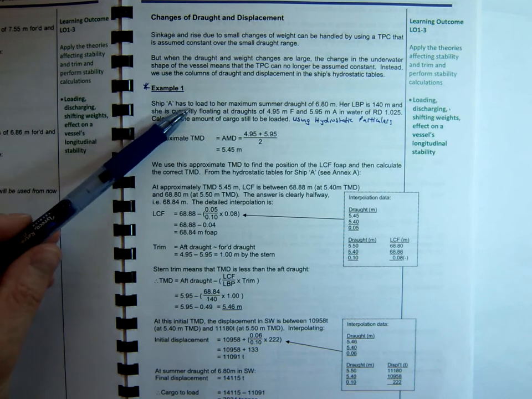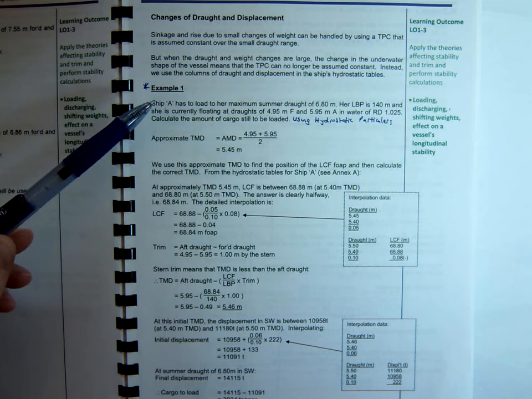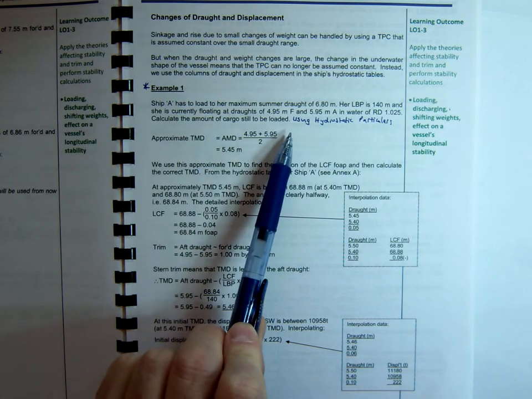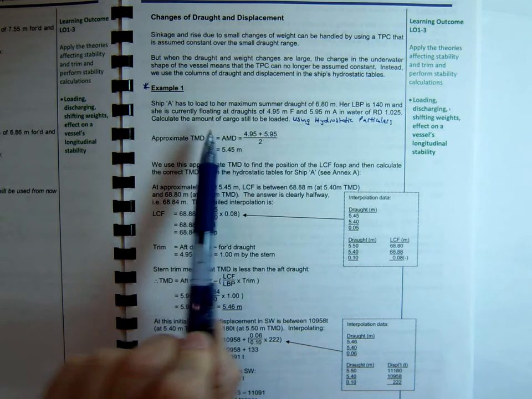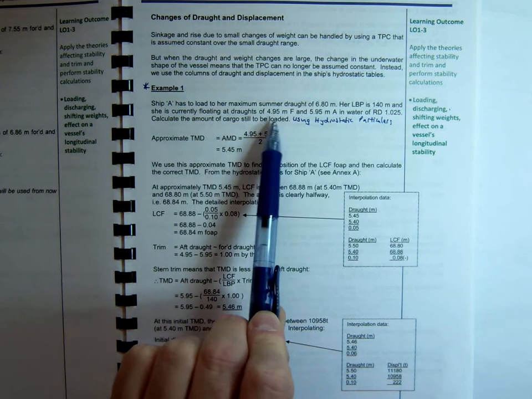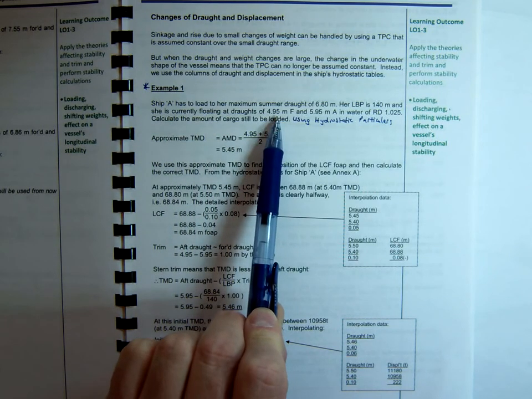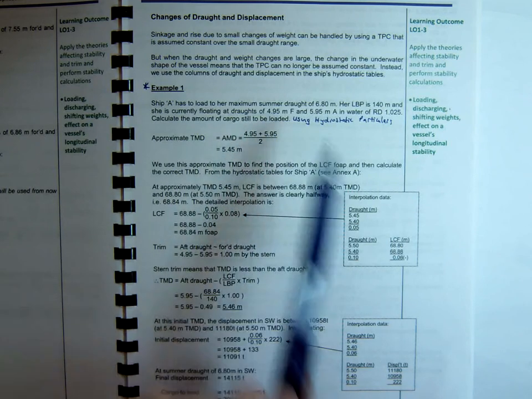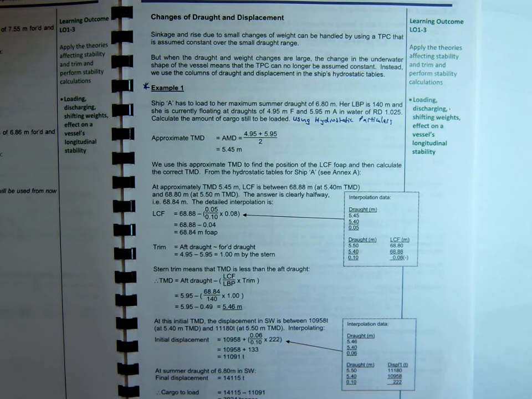We've to load to our maximum summer draft of 6.8. We've got our length between perpendiculars 140, and we've got drafts forward and aft. And we need to calculate the amount of cargo still to be loaded. Had we been given just our true mean draft here, we could have simply looked that up in the tables, looked up our summer draft in the tables, and got the values of the displacements and subtracted one from the other, and that would have been the cargo still to be loaded. But of course we've got drafts forward and aft, so we need to work out how we solve this problem.